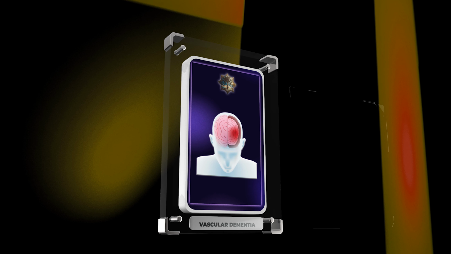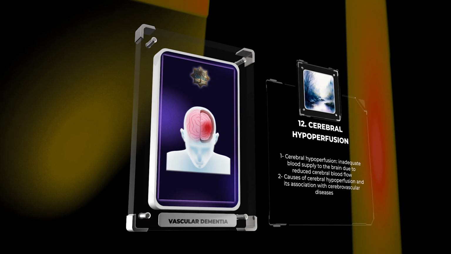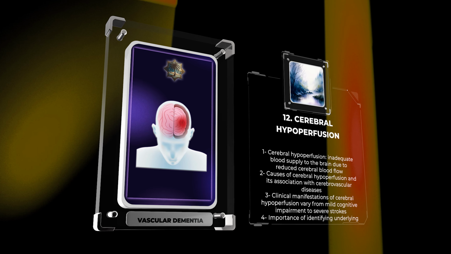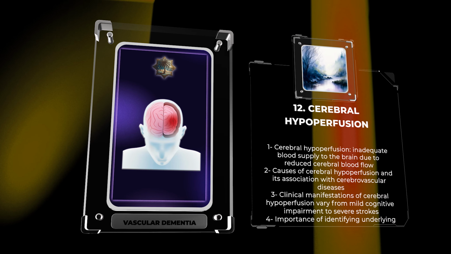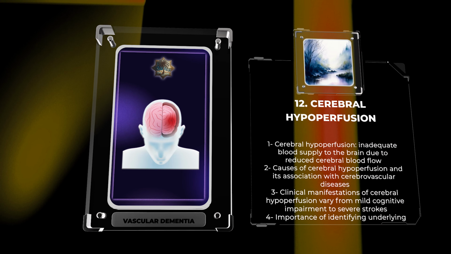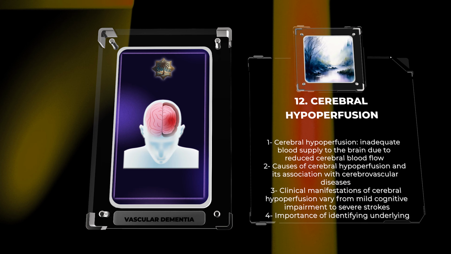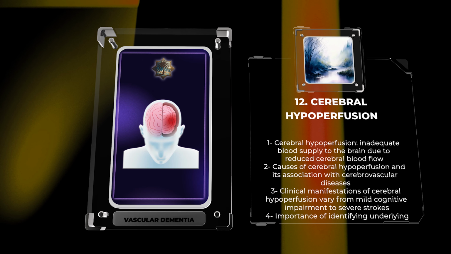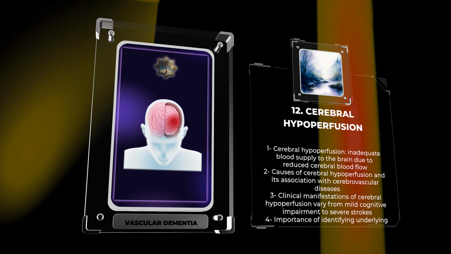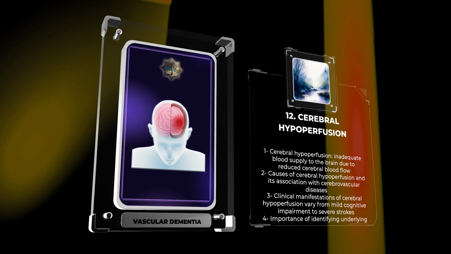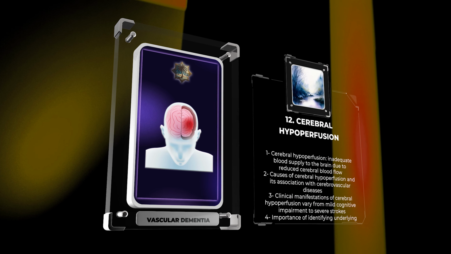Cerebral hypoperfusion refers to an inadequate blood supply to the brain due to reduced cerebral blood flow. This can result from various etiologies, including stenosis or occlusion of the major arteries, systemic hypotension, or impaired autoregulation. Chronic cerebral hypoperfusion contributes to the development and progression of several cerebrovascular diseases, including small vessel disease and multi-infarct dementia.